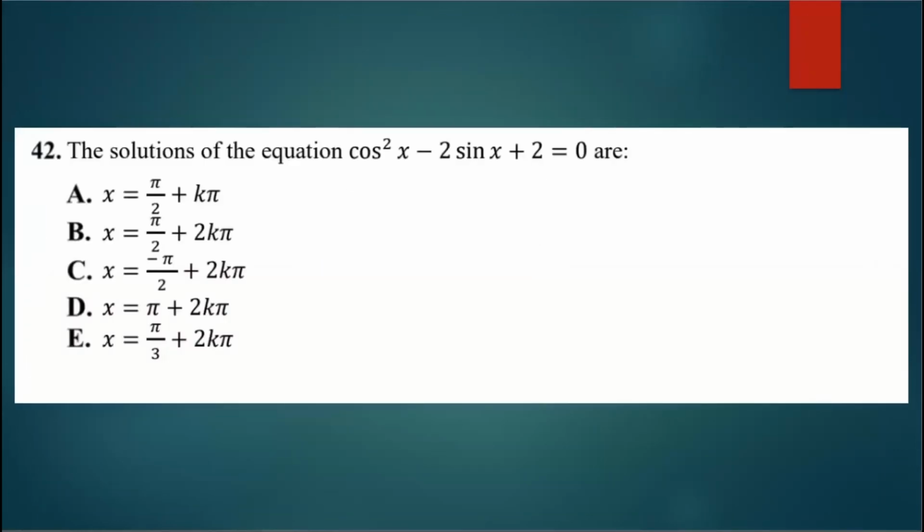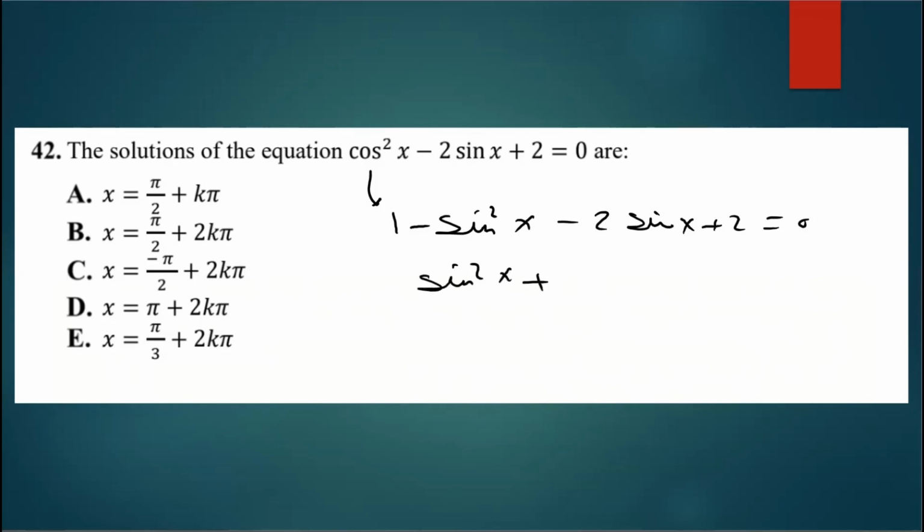Again, the solution of the equation. I cannot work with sine and cosine at the same time, so I will convert this cosine squared to 1 minus sine squared first. It's an x this time. Excuse me, I convert from x to theta a lot. And 2 sine x plus 2 equal to 0. Make that a nice zero equation and multiply by negative to be able to factorize that as a quadratic.